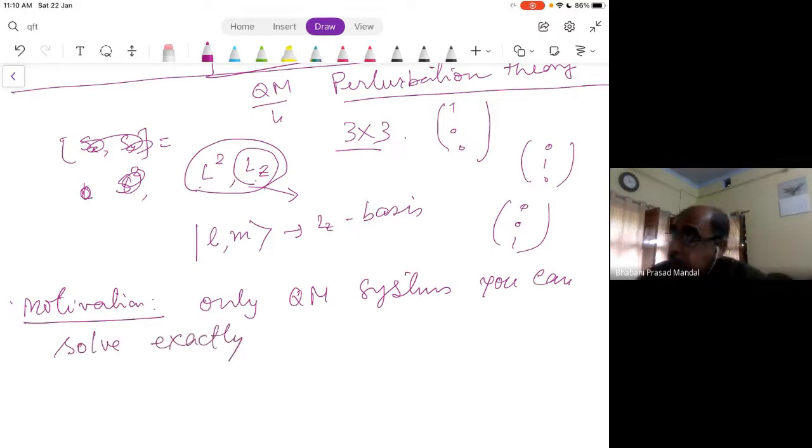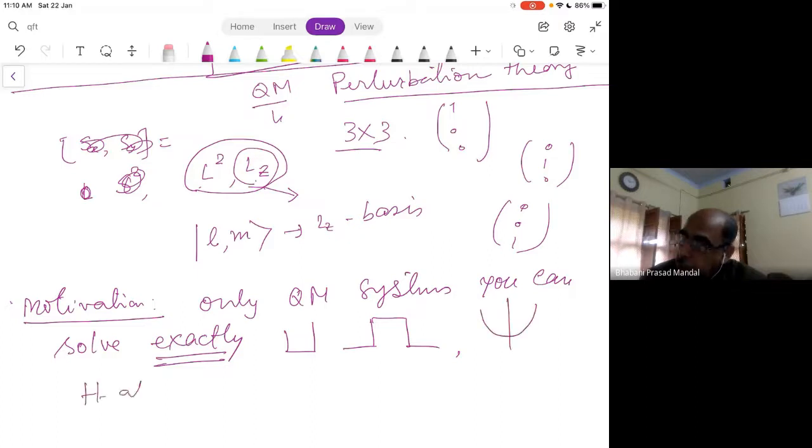Quantum mechanics is a new subject, and you want to solve all the problems. Like in classical mechanics, you can solve infinitely many problems. But in quantum mechanics, you can solve the box exactly. This is, of course, important. The box problem you can solve, the barrier problem you can solve, the harmonic oscillator problem you can solve, the hydrogen atom problem you can solve.